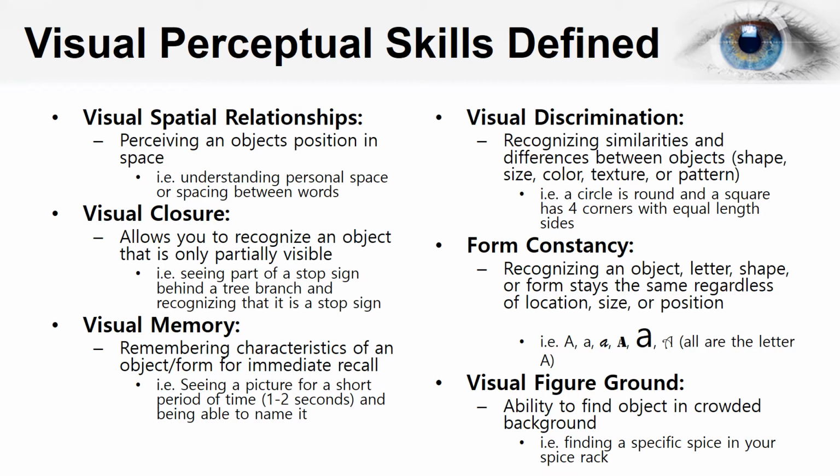Visual discrimination is the ability to compare and contrast features of objects. For example, differentiating a P from a Q or a B from a D.